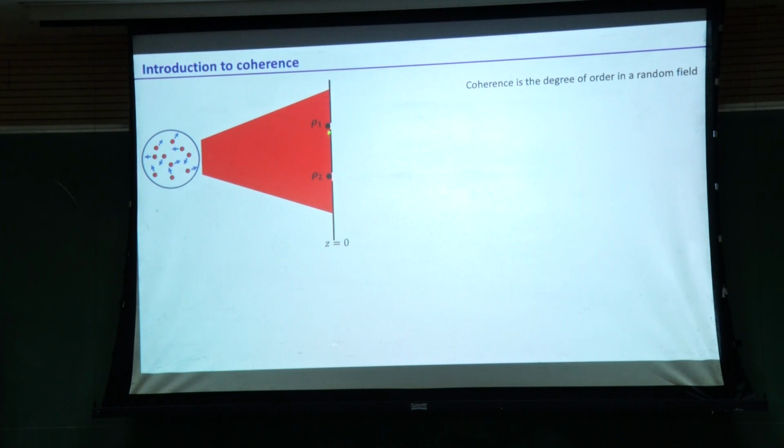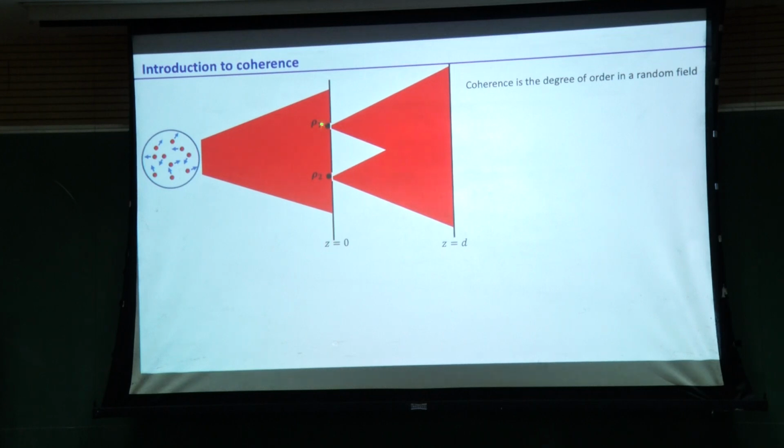So for answering that question, what do you do? You block light from everywhere except for these 2 points. And then you mix light from these 2 points at some screen distance away. You look at the intensity at this point, and by looking at the intensity, you can say how these 2 points are, or how the field vibrations at these 2 points are correlated.